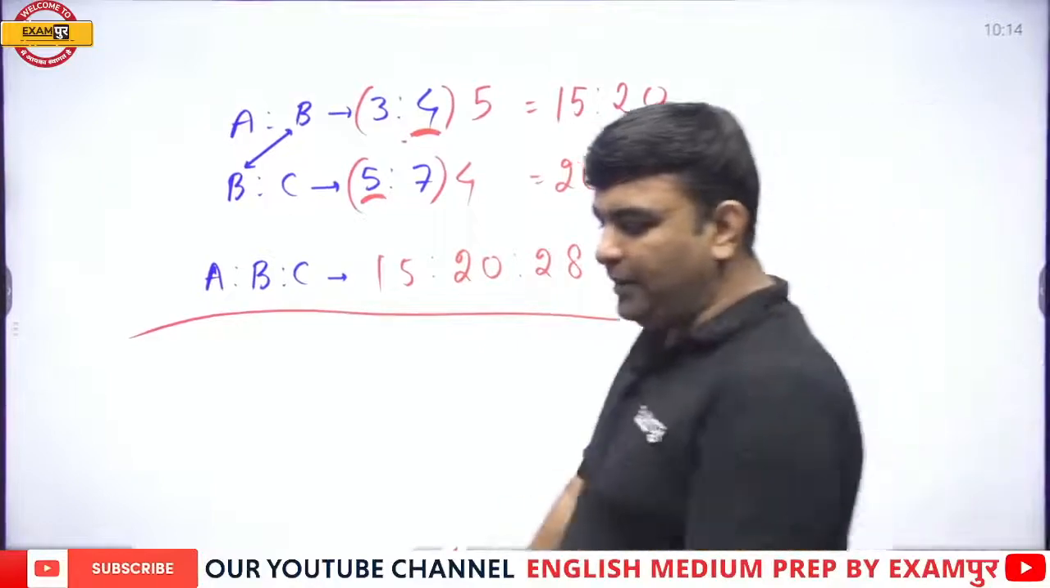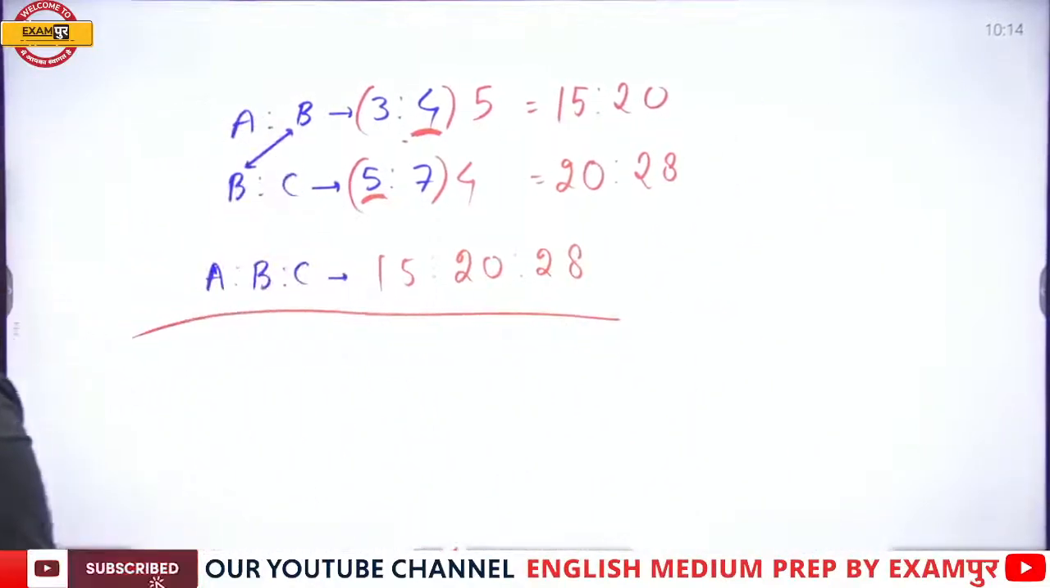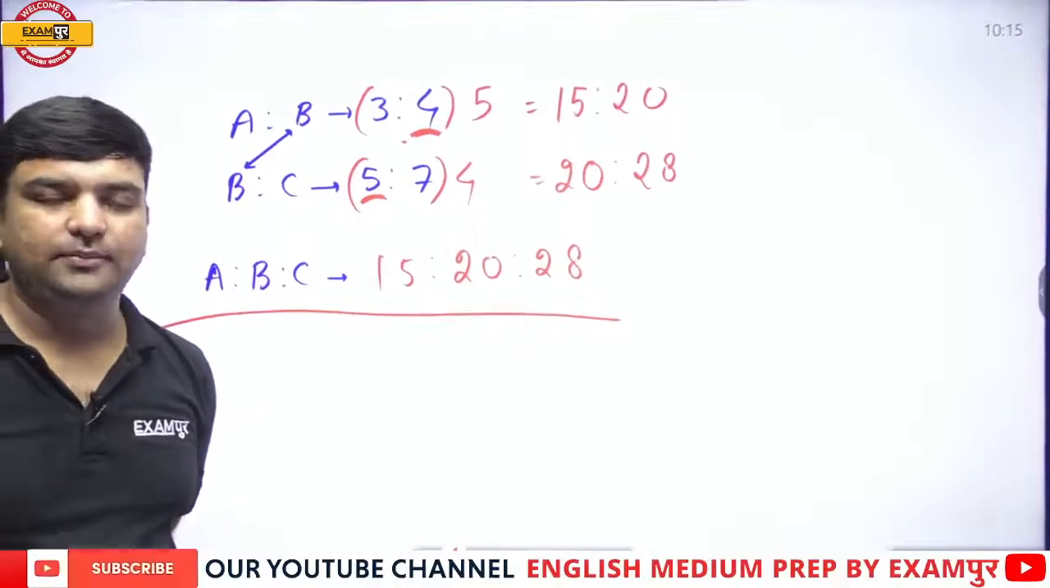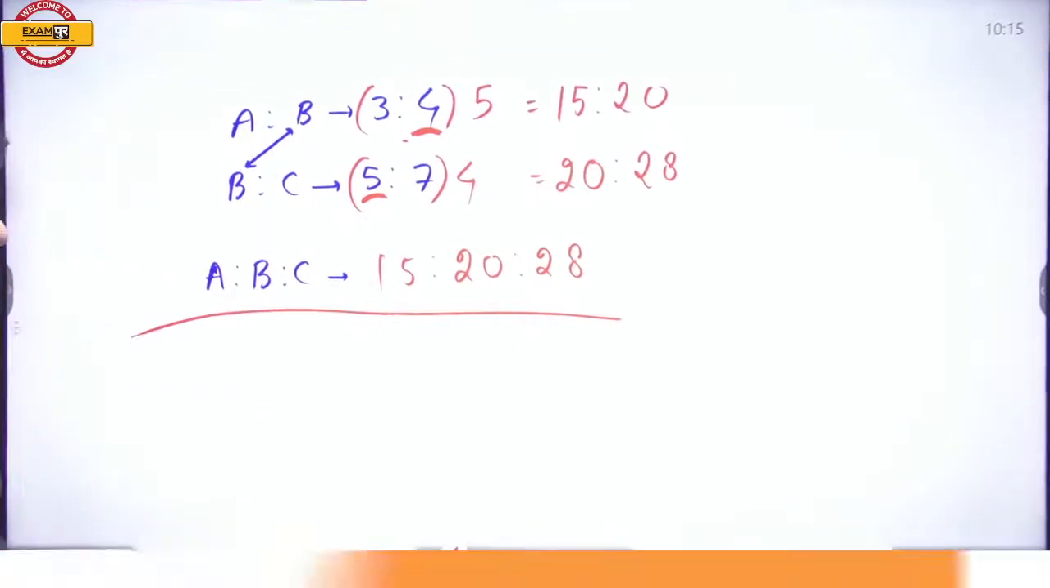So ratios can be connected provided there is a connecting link, and there was a connecting link of B. So these two ratios can be easily connected. As simple as this.